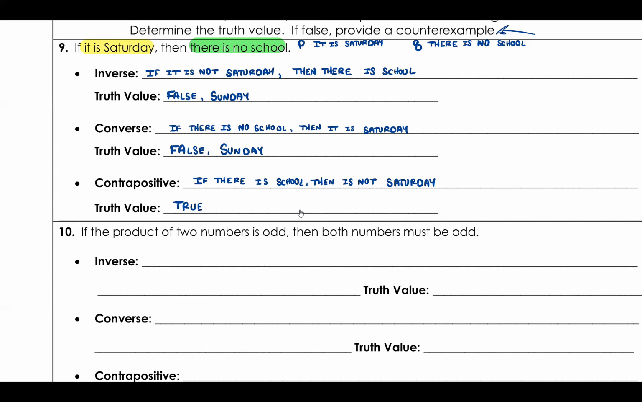Yes, why? Well, if there is school, will it happen on Sunday? No. So it's still true. It has a truth value of true. If there is school, correct. It's just saying if there is school, like we're in school today, is it Saturday? So it's not Saturday. What about tomorrow? Exactly.